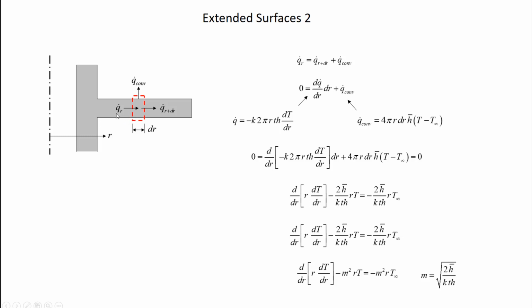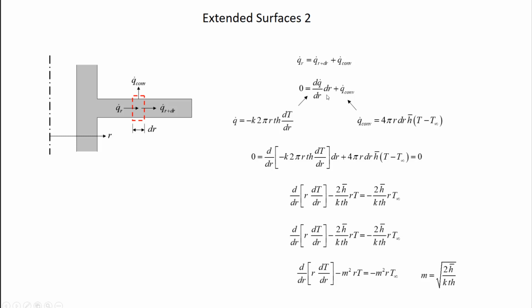My energy balance says in is q dot r at location r, out is q dot in the radial direction at location r plus dr, and then I've defined convection as being out as well. So there's my energy balance. I'll do the usual thing. I take this q dot at r plus dr and expand it and take the limit as dr goes to 0. And when I make that substitution, this is what I get, right?